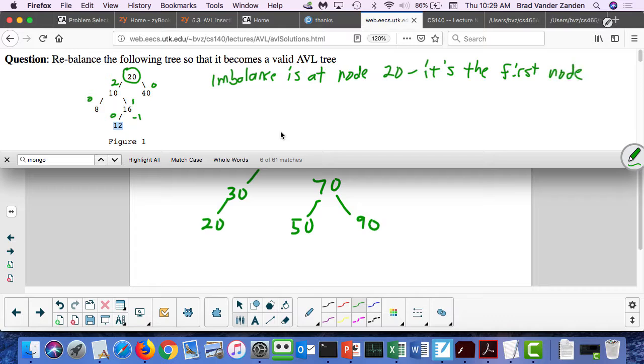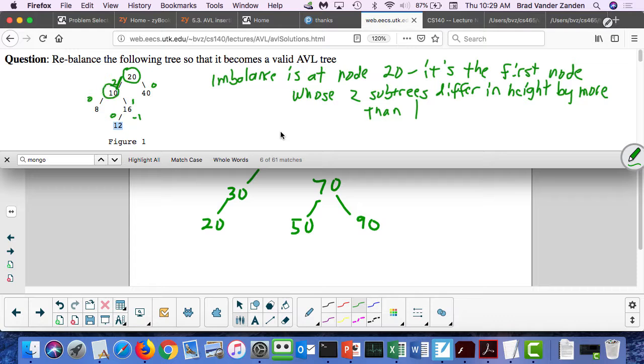Okay, so now we have to figure out, is it a zigzag or is it a zigzag case? So starting at this imbalance node 20, we have to figure out where 12 was inserted. 12 was inserted into its left subtree because 12 is less than 20. Now we go to 10, and 12 is greater than 10, so it was inserted into 10's right subtree, making it a zigzag case, because in traversing the first two levels, we first went left, and then to insert 12, we went right, making it a zigzag. We went in two different directions, which means we have to do a double rotate about the grandchild.